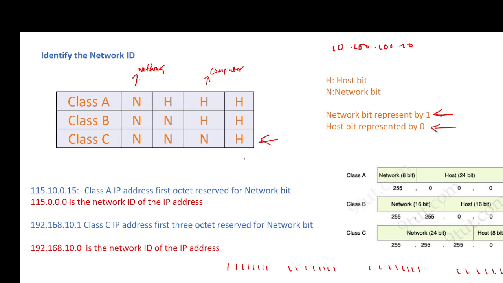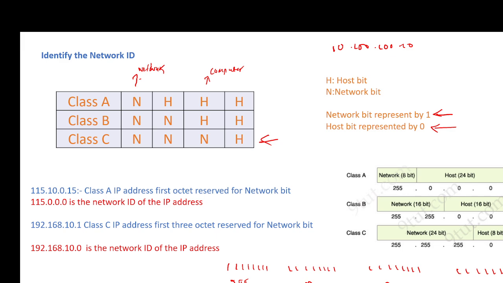So if you put all the ones, it means 255 will come if you do 2 to the power of n minus 1. But if you are putting 0, it is 0 0 0. But in Class B, there are 2 places where N is there. So here also 255, here also 255, the rest is 0 0 in Class B. But in Class C, it is 3 places, 255 dot 255 dot 255 dot 0.